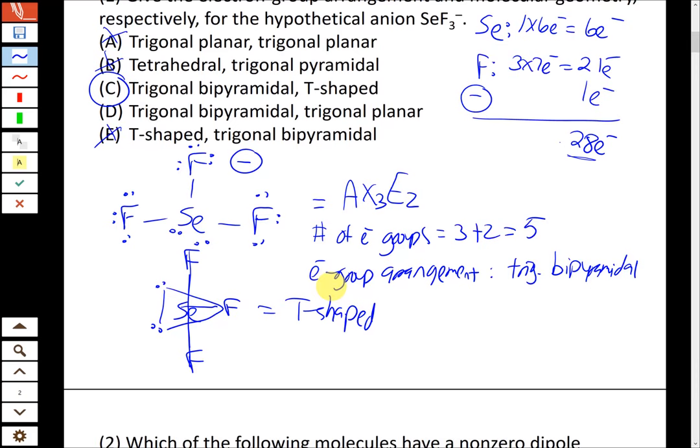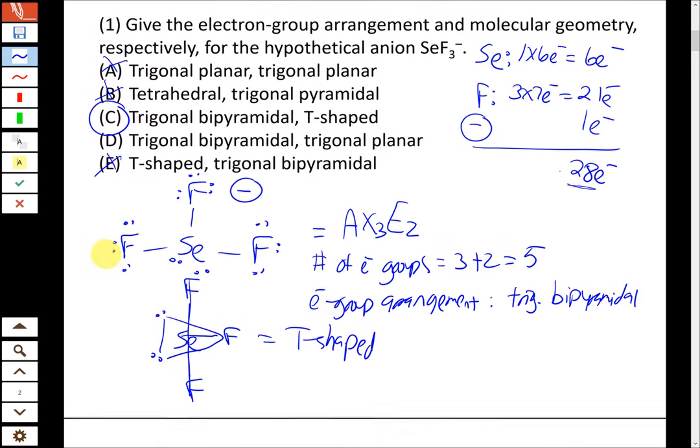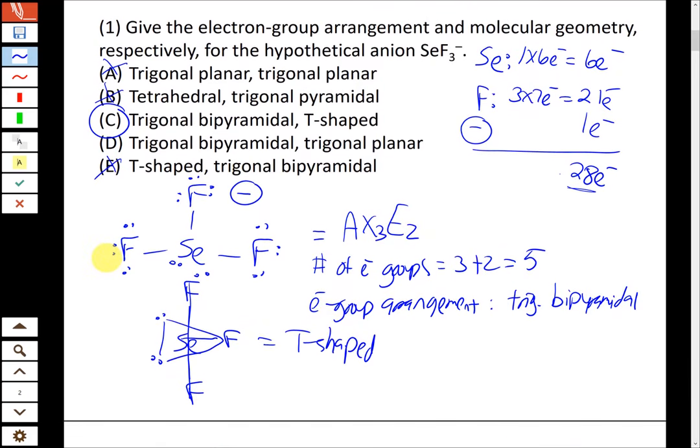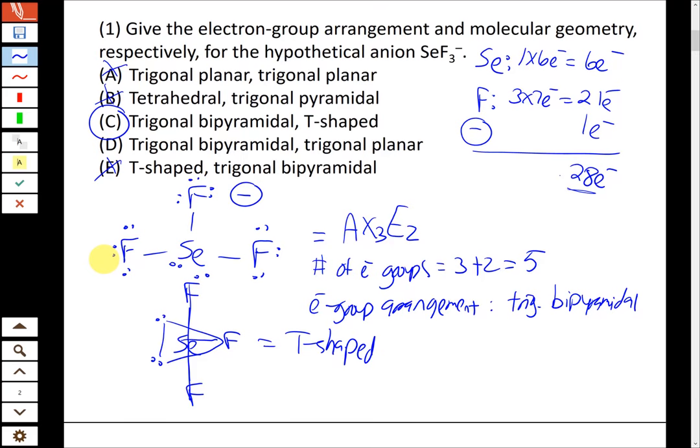So trigonal bipyramidal and T-shaped. Yes, that's correct. So in short terms, how do we get it? So that's T-shaped there, right? The T-shape will be the molecular geometry. That's just going to be the shape that the atoms themselves occupy when you sort of ignore the lone pairs.